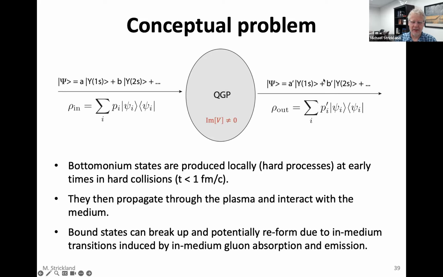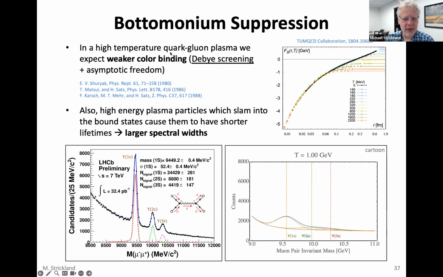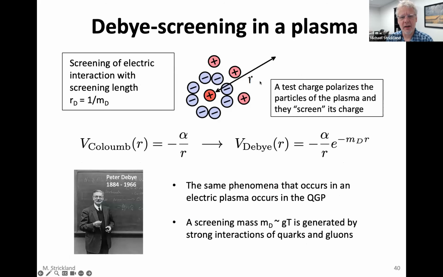But as I mentioned before, the bound states can break up due to in-medium transitions caused by gluon absorption or emission. They can break up and they can reform. So we have a complicated quantum mechanical task here to understand. So the first thing I wanted to do was to have a kind of undergraduate level description of the first effect, which is the modification of the real part.